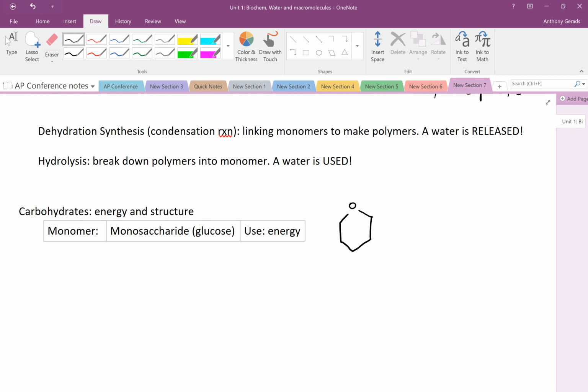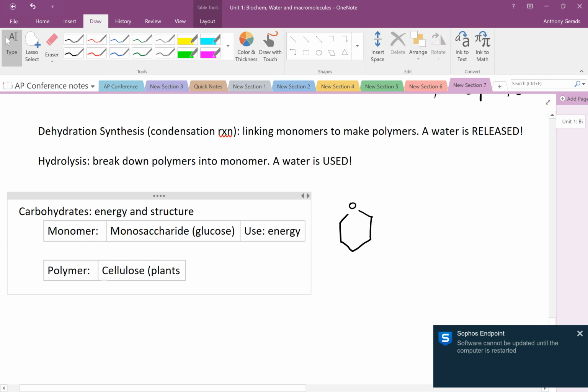The polymer: we've got a few big polymers that we're going to talk about. The most common polymers are going to be cellulose, and I'm going to go through each of these. So cellulose is in plants, and that's going to be for structure. The cellulose makes up the cell wall. Plants have to have structure. Their cell wall gives it structure, and that's what cellulose does.